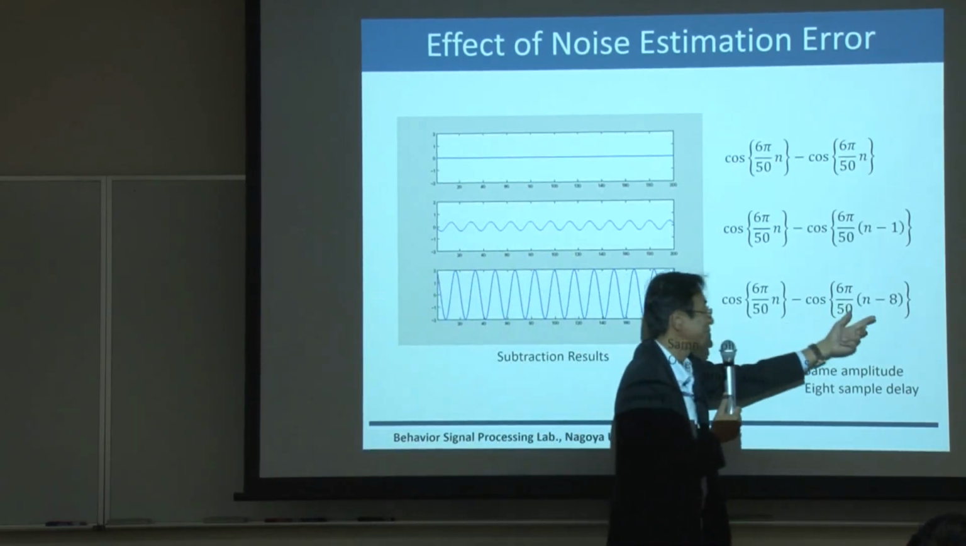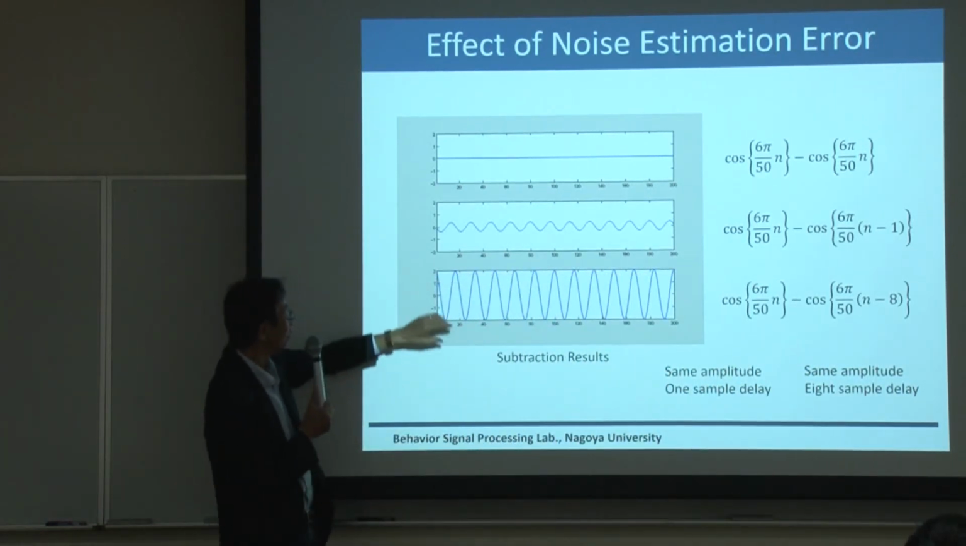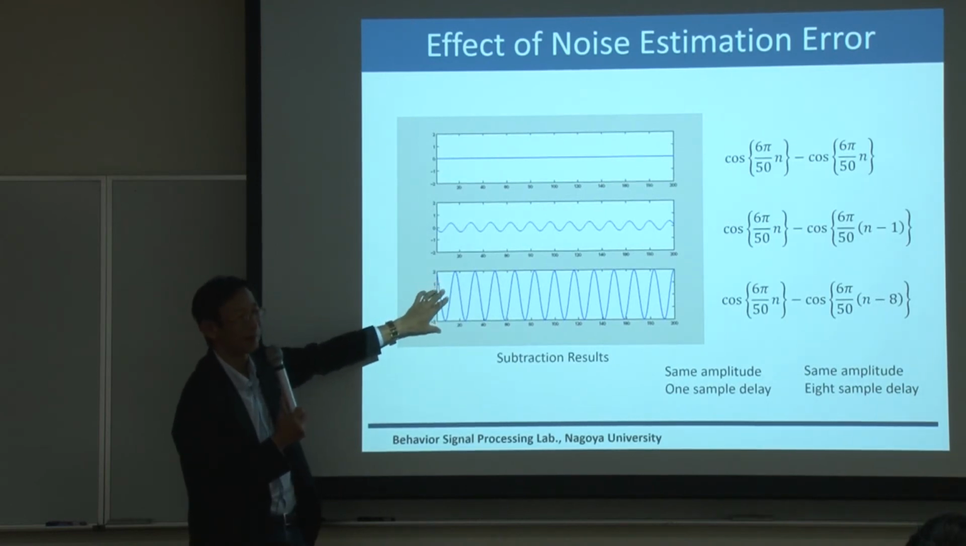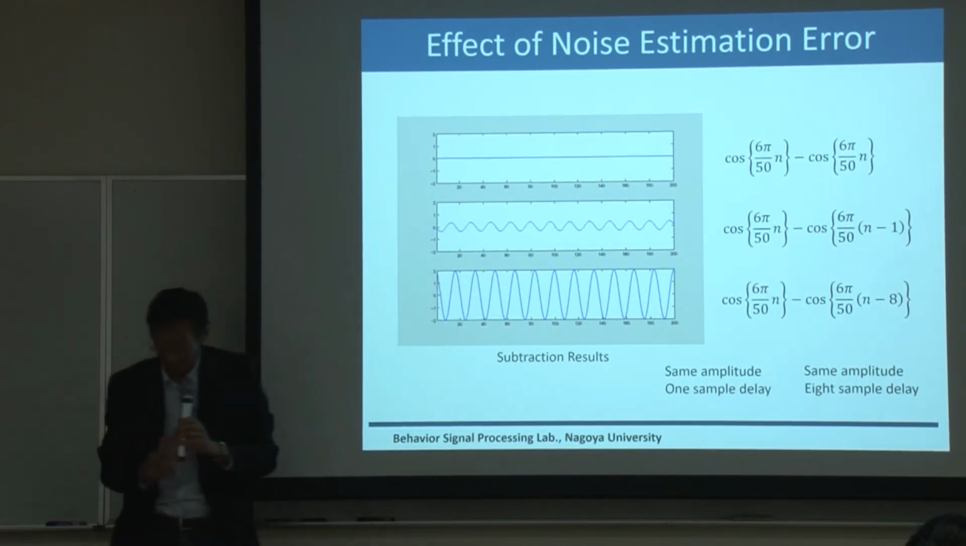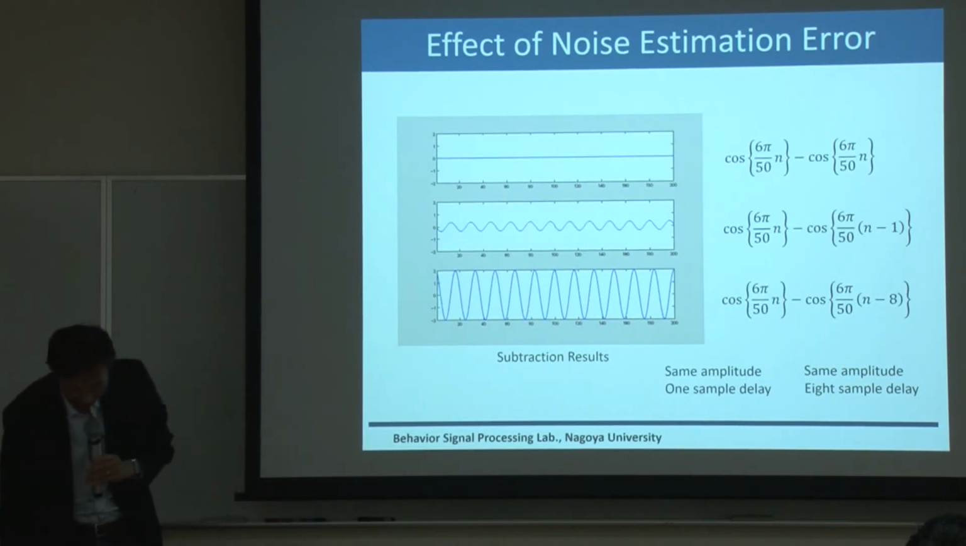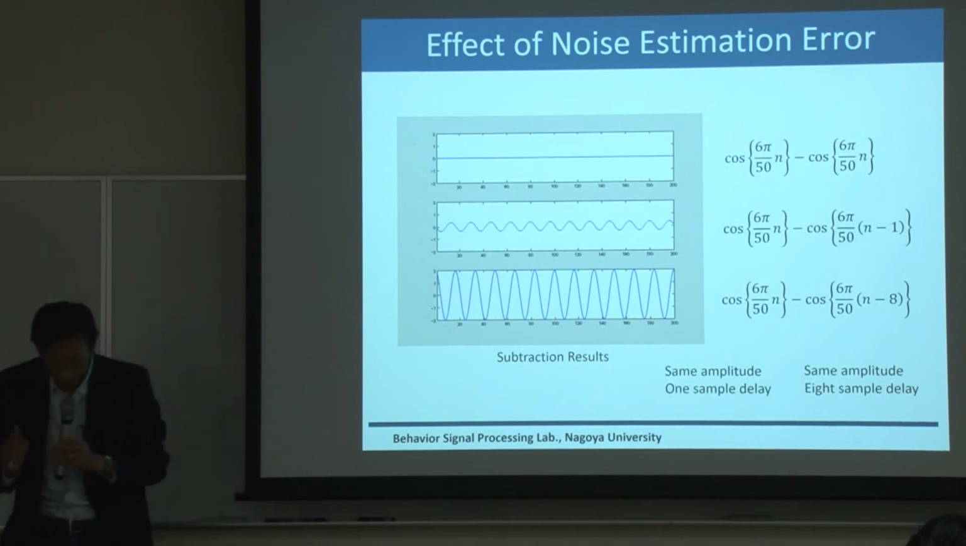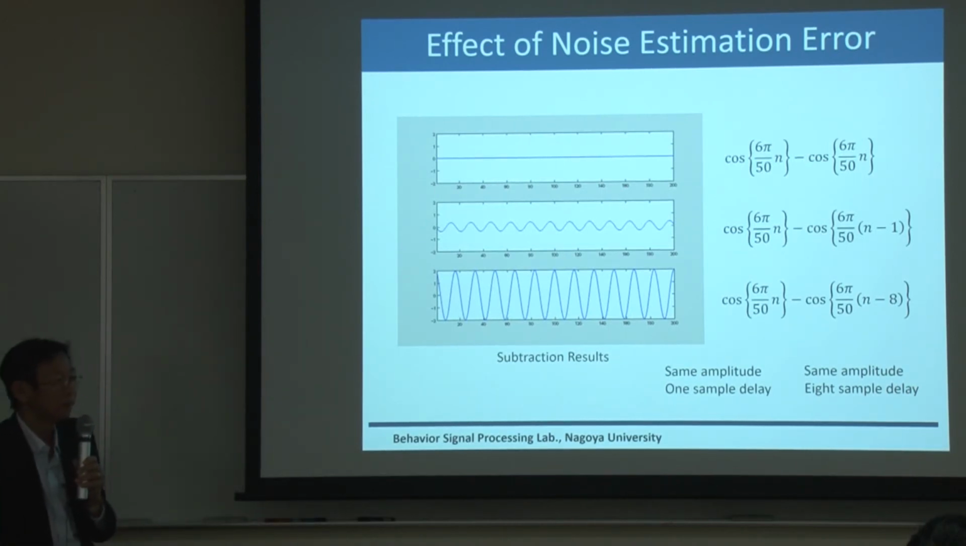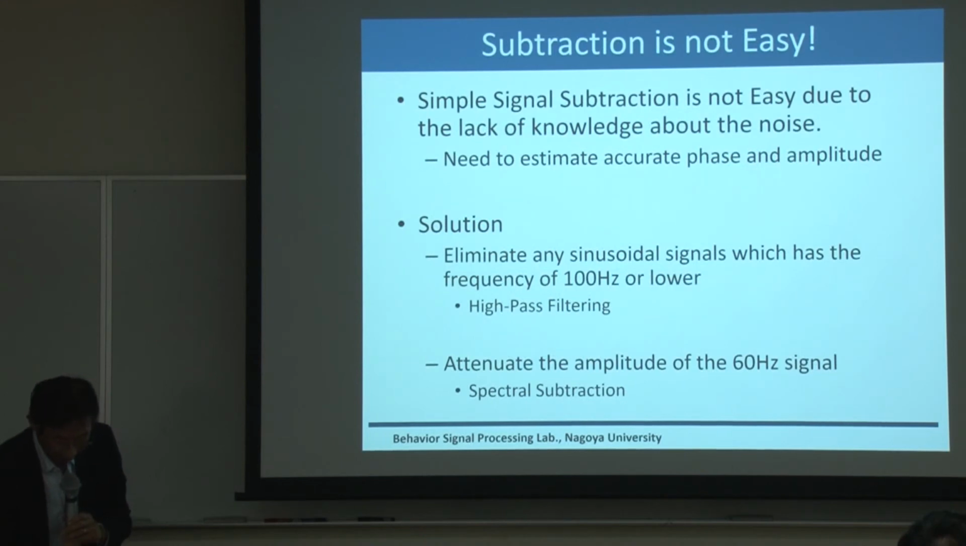And suppose that an 8 sample delay gives you even more, double error because it enhances the error component by adding or subtracting the antiphase sinusoidal signal. So what I'd like to say is simply subtracting the noise signal is pretty difficult. So it doesn't work. That is my point here. So the simple signal subtraction is not easy due to the lack of knowledge about the noise. We also need phase and amplitude information, even if we know the periodicity of the power supply noise.